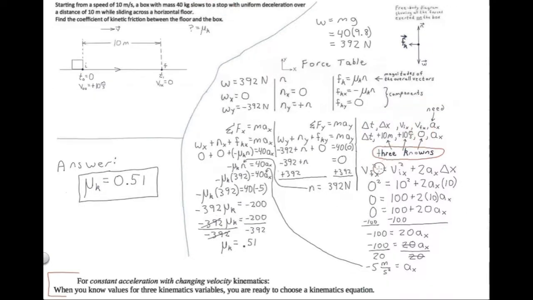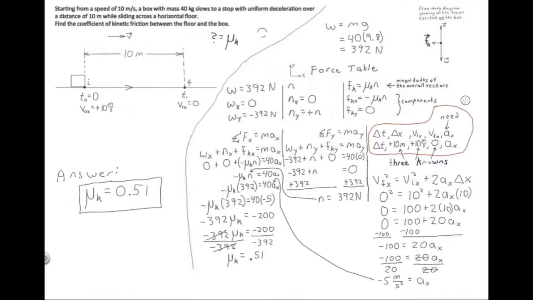The kinematics equations contain 4 variables, so you are ready to choose a kinematics equation when you know values for 3 of the kinematics variables. The quickest way to pick the correct kinematics equation is to ask, which variable do I not care about? On this problem, we did not care much about delta t, so we picked this kinematics equation because this is the equation that does not involve delta t.